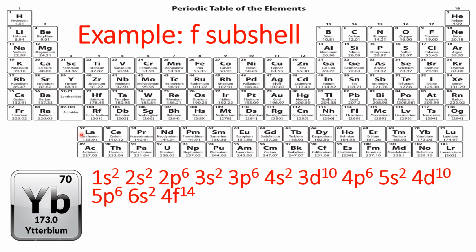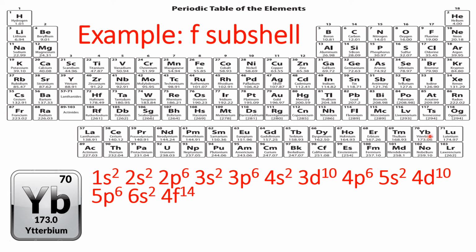Meaning, if this is row number 6, your f subshell is 2 less than the row it is in. So if this one is row 6 minus 2, we will write 4. 6 minus 2, that's 4. Then you continue until you reach your ytterbium here. So 4f1, f2, f3, f4, f5, f6, f7, f8, f9, f10, f11, f12, f13, f14.